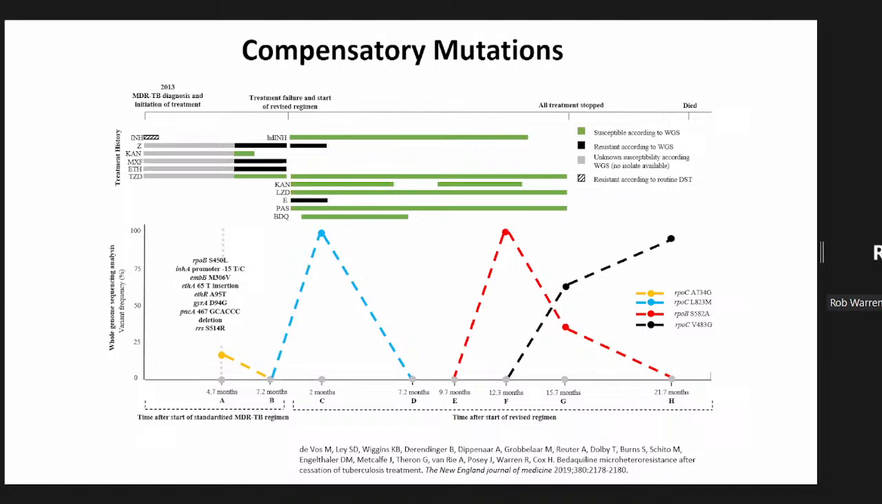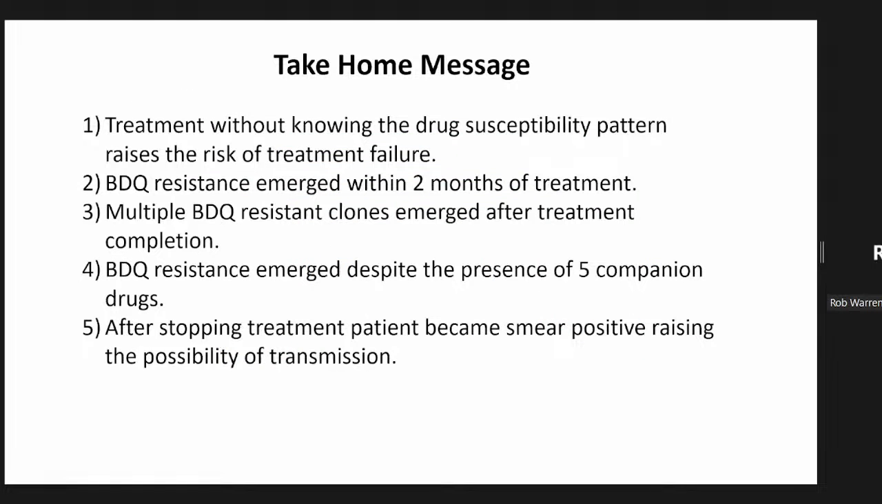The take-home messages from this study really are: treatment without knowing the drug susceptibility pattern raises the risk of treatment failure. We saw this in this patient, and it's a classical dogma that now we really need to address in all TB control programs. So we can't really just treat blindly.